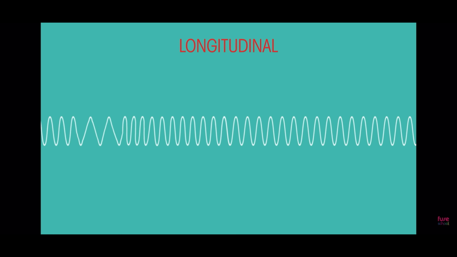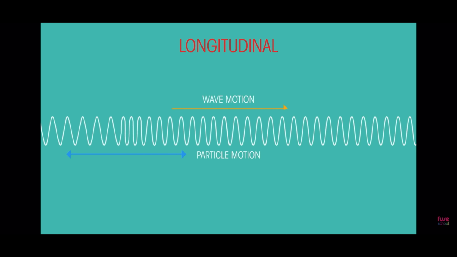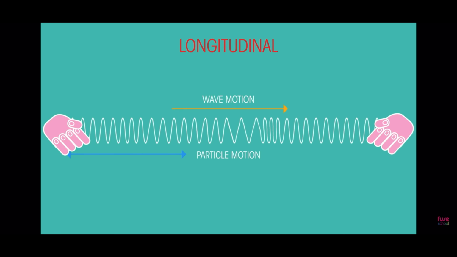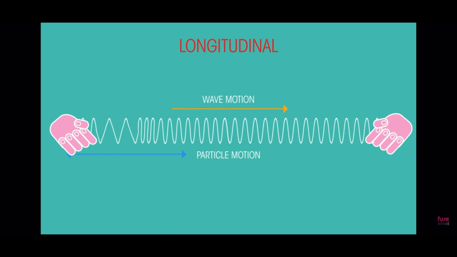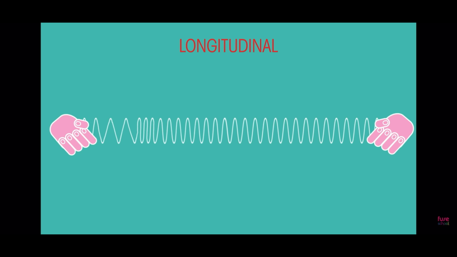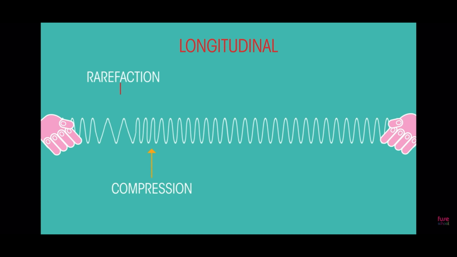This is where the particles vibrate parallel to the direction in which the wave of energy is travelling. Notice that the ends of the slinky don't ever leave the hands holding them. It's only the energy that travels. The places where the coils or particles are bunched together are called compressions. Where they are furthest apart are called rarefactions.